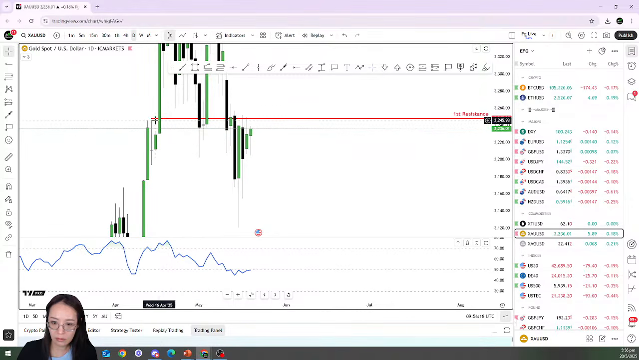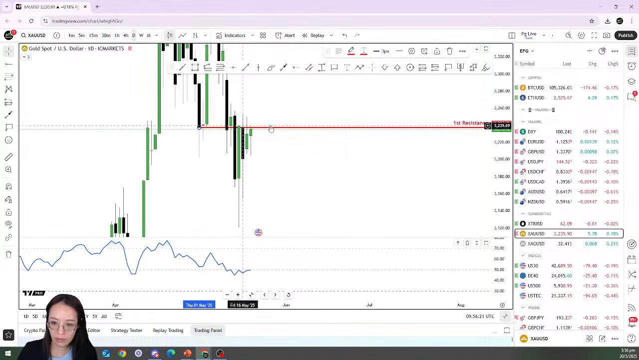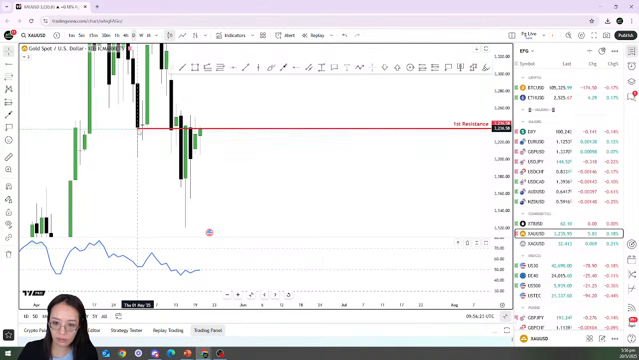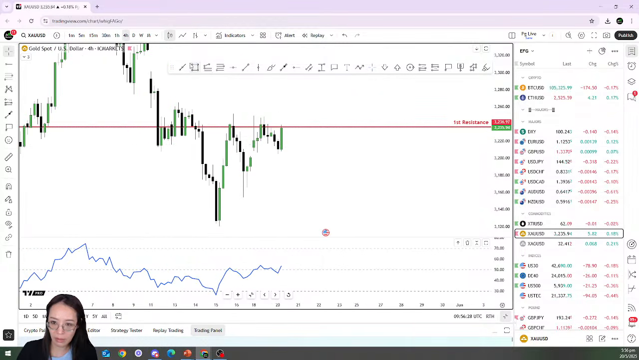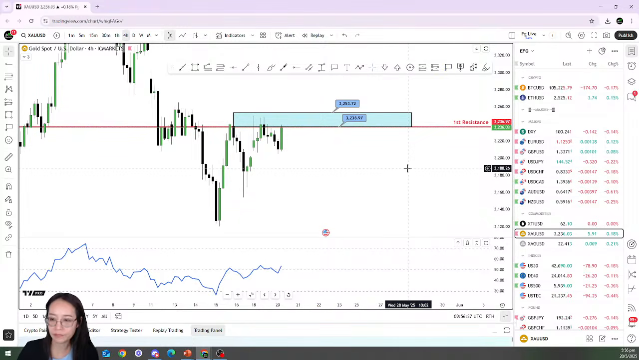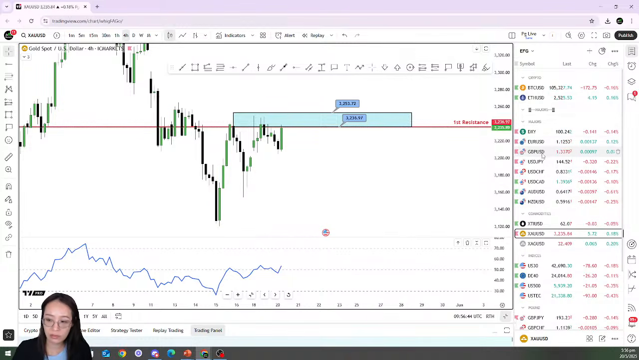On D1, I will pull from D1, that will be here at the resistance as well. But of course I will just highlight this as my zone, the wick and the body. Let me highlight again, this is going to be our sell entry somewhere around here. So basically, if I want to sell gold, I will check EURUSD and GBPUSD, that's it.